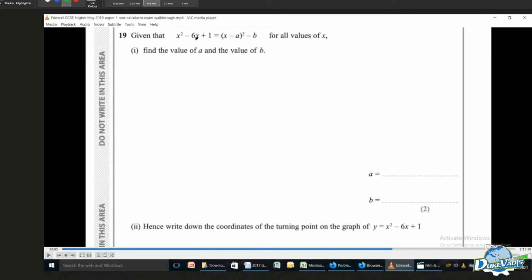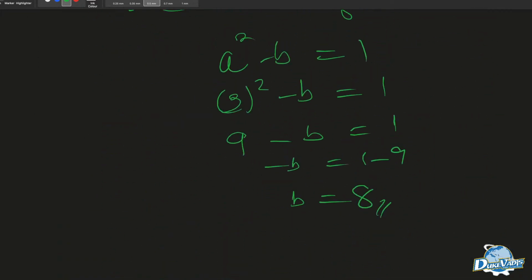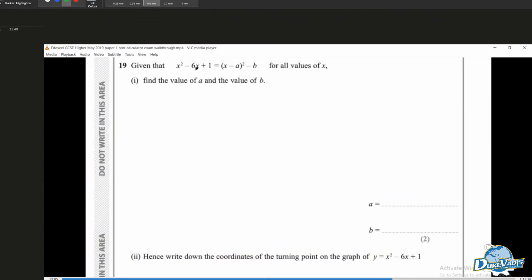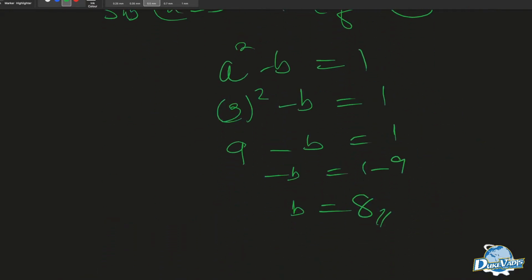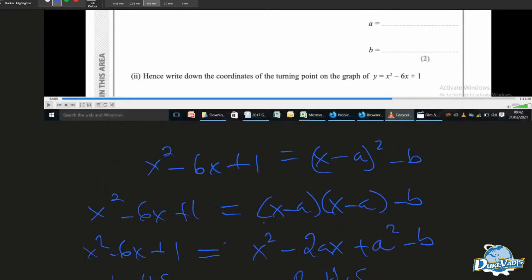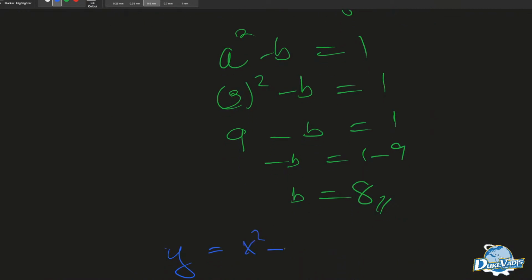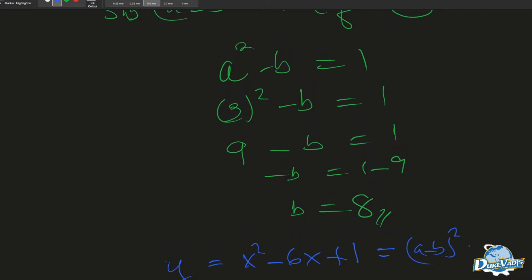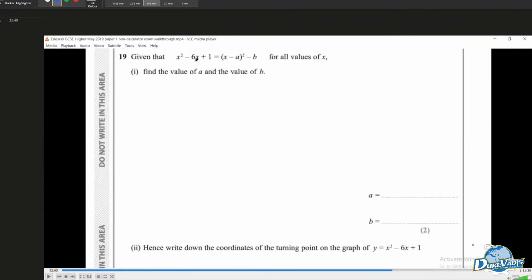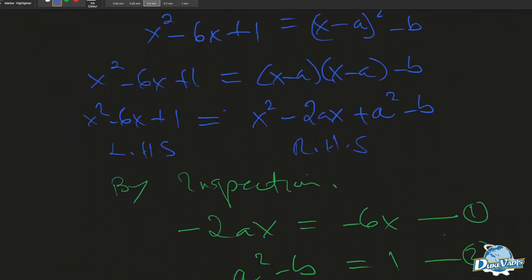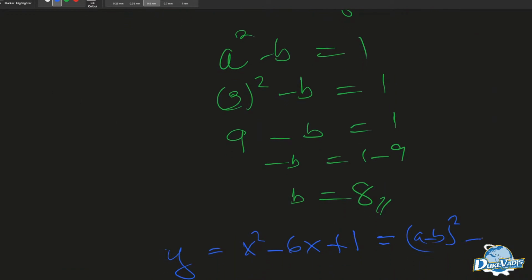Then the last part is, hence write down the coordinate of the turning point of the graph. Okay, so now all we have to do is substitute back the values. So we know that this equation, which is y is equals to x squared minus 6x plus 1, is equals to the equation given, x minus a squared minus b. So x minus a is x minus a.